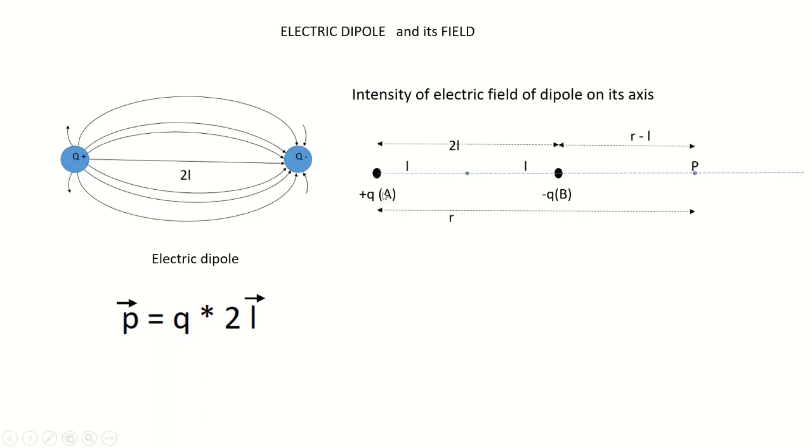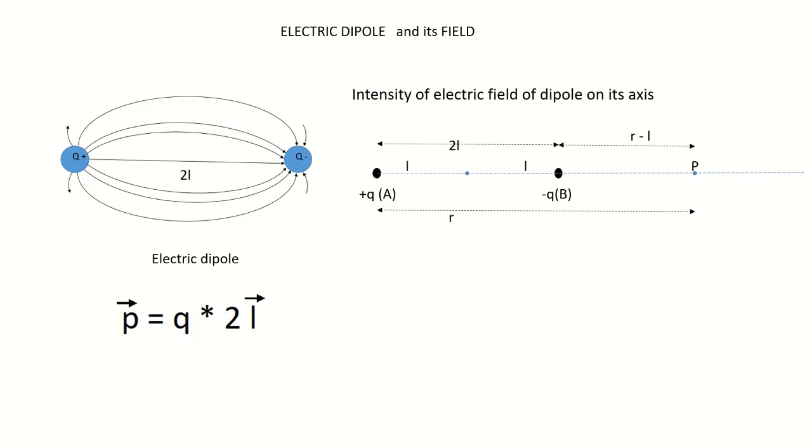You can see here that charge plus q and minus q has been placed, marked as point A and point B. They are placed with a distance of 2L, each half L. Now we are going to measure the field at a point P generated by this dipole system. The point P is placed at a distance r from point A, and the point P is at a distance r minus a from point B.